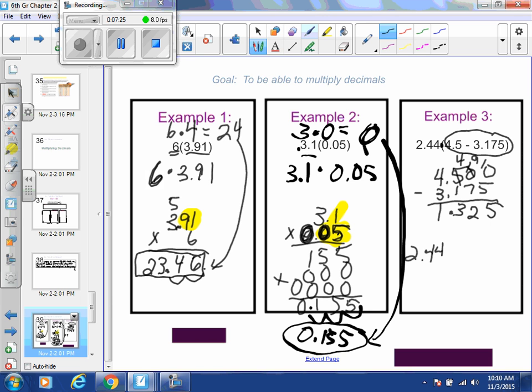Now all I have left is 2 and 44 hundredths times 1 and 325 thousandths. Your job is to finish up this problem, so to do the multiplying using our multiplication rules if you forgot, and bring your completed notes to class tomorrow so I can check them. That will be your only proof of watching. So that is the only form of proof I will take. Your completed notes with this last problem solved.